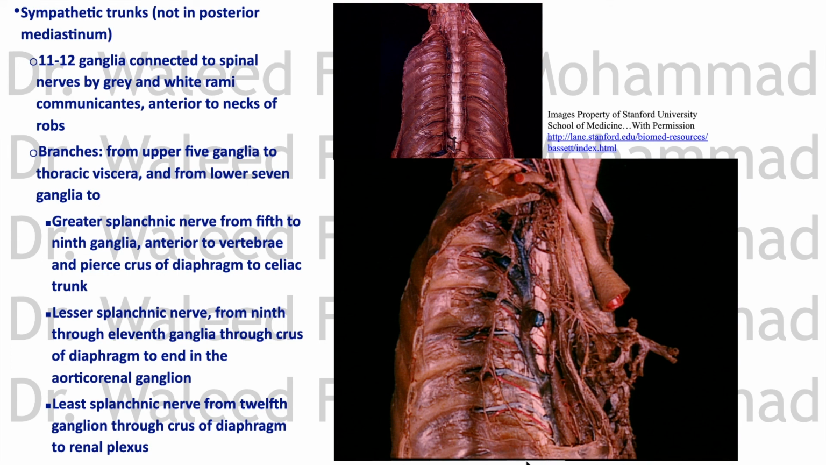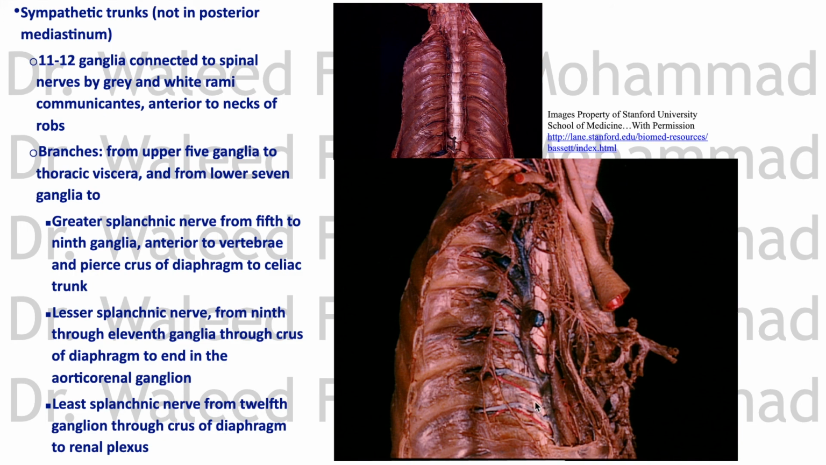As you can see here, this is the greater splanchnic nerve, this is the lesser splanchnic nerve. The greater splanchnic nerve from the 5th to 9th ganglia, anterior to the vertebra, pierces the crus of the diaphragm. It has its own opening in the diaphragm, and we discussed this earlier with the diaphragm, to the celiac trunk, where the sympathetic outflow will be distributed along plexuses, along vessels. The celiac trunk is the major artery of the foregut, okay? It will be distributed in a plexus around the vessels.